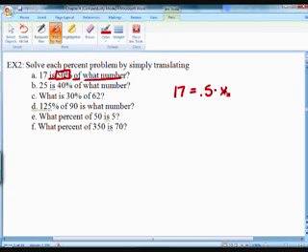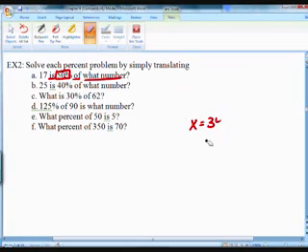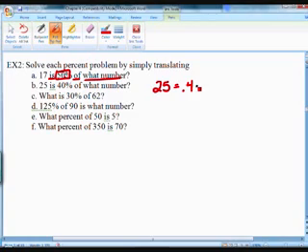We can solve that. It is a one-step equation. How do you get X by itself? You divide by 0.5. You get X equals 34. So 17 is 50% of what number? 34. Is that true? Is 17 50% of 34? That's the same thing as 17 is half, 50% of 34. Any questions? Next one: 25 is 40%, 0.4, of what number?